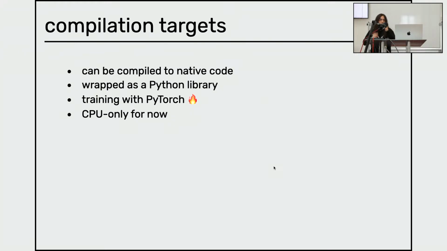Another nice thing about Enzyme, of course, is we can compile to native code. So I also have another version. It's basically the same C++ source code, but I just compile it to native code, and I have wrappers in Python, so I can do interoperability with PyTorch for neural network training. And that's how I actually train these locomotion controllers. And it's CPU only for now. I haven't really looked into GPU yet, but I know Enzyme supports GPU as well, so that might be interesting to explore at some point.